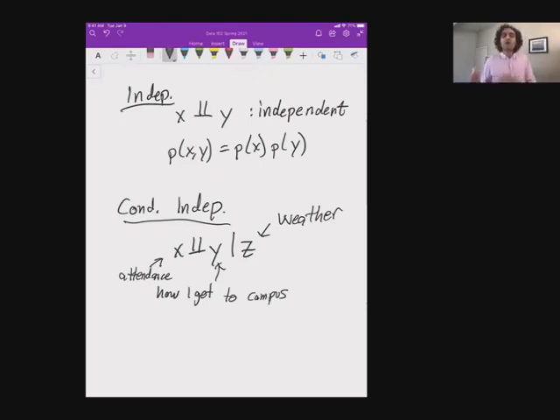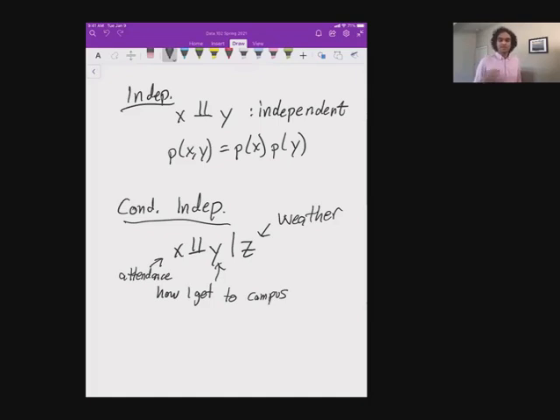So knowing z already tells me something about how x and y change. Once I know z, then they're no longer related. So this idea of conditional independence is really important. We often see it in cases where z might be like the parameters of your model, and x and y might be two different observations, right?